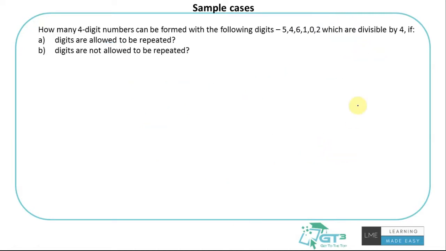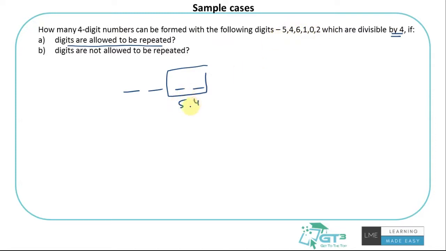How many 4-digit numbers can be formed with the following digits which are divisible by 4, if digits are allowed to be repeated? What is the logic? I'll start off with this. The divisibility rule of 4 is that the last 2 digits should be divisible by 4. So in this pool of digits, what all can I make? I need to check this.